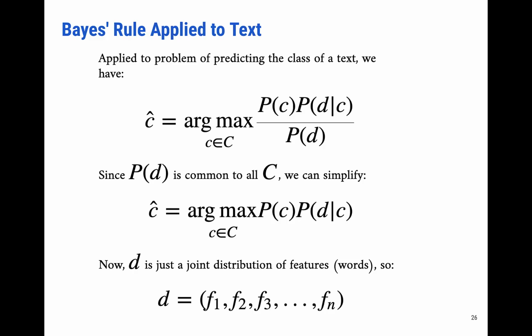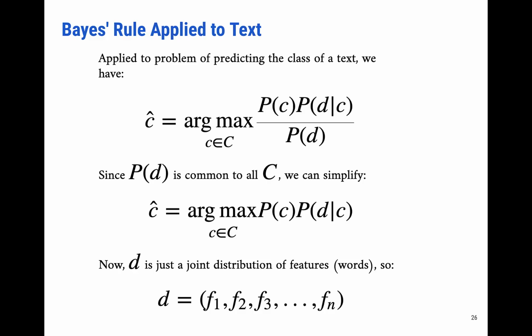And you can see that, by Bayes' theorem, we can drop out the probability of D because it's common to all the models applied. And so all we're looking for is the likelihood times the prior. And whatever likelihood times prior produces the maximum value, that's going to be the category for the document. And remember, a document is just a joint distribution of words.